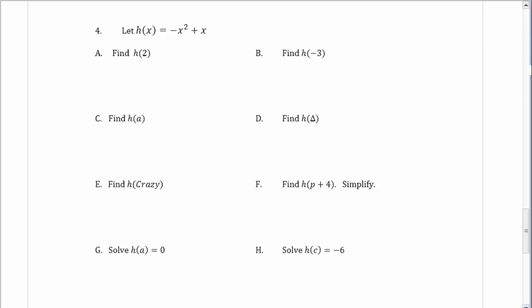This video is part 3 of a set of videos on function notation, evaluating functions, and solving functions. In this video we're going to talk about how to evaluate and solve functions when you are given a formula for that function. In the previous videos we were just given tables and graphs. So in this problem we're given h of x is negative x squared plus x.